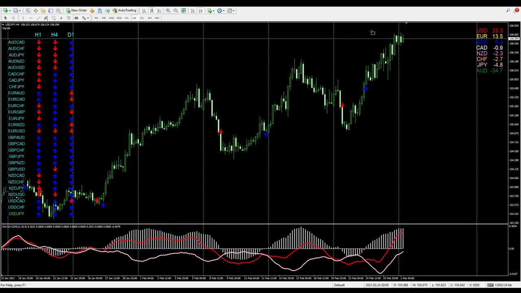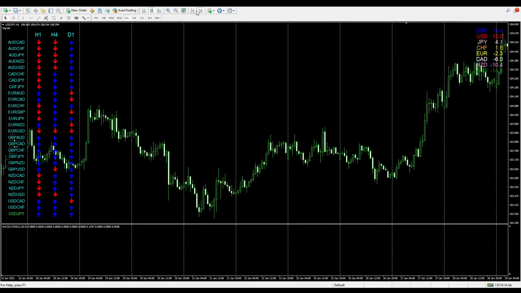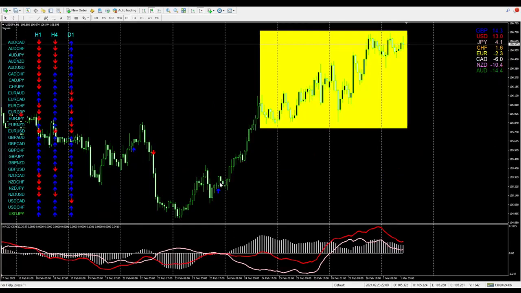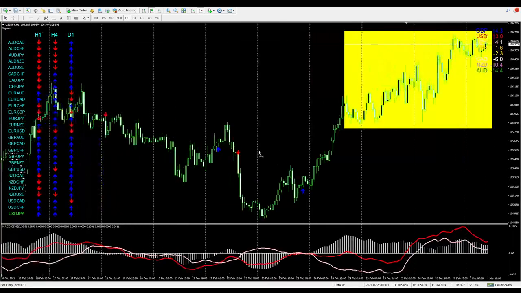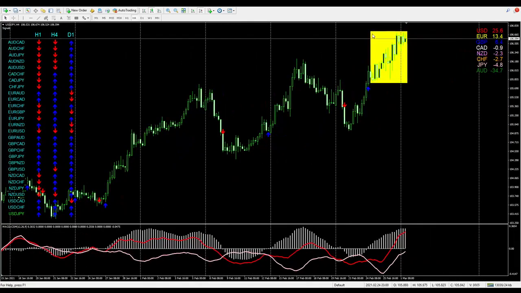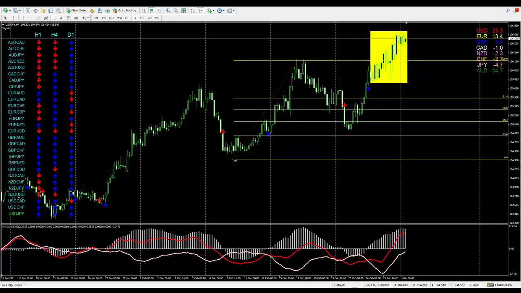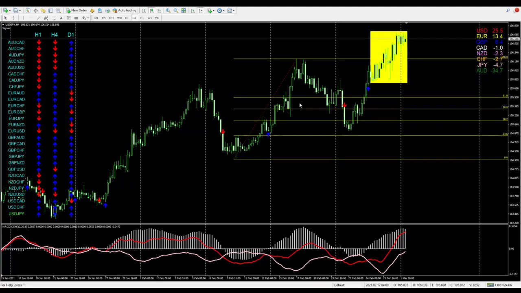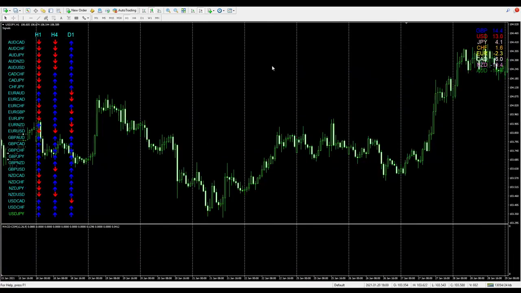So this is the H4 for USD-JPY. The only buys for USD-JPY. And on H1, it was a buy around this time. So our only possible entry is on H4 USD-JPY. So if you would plot the Fibonacci, it would be like this. So no entry.